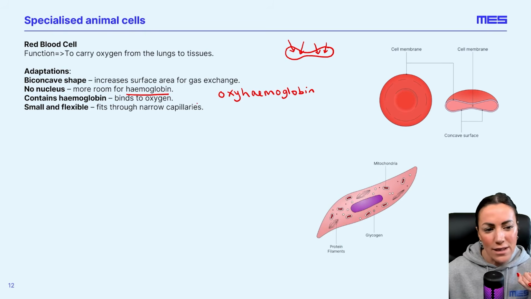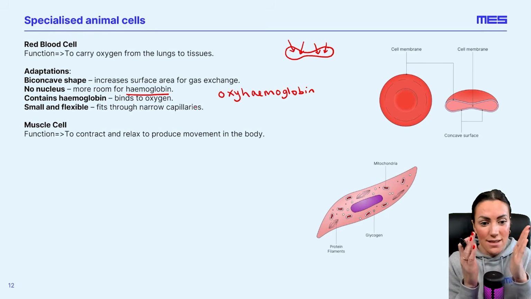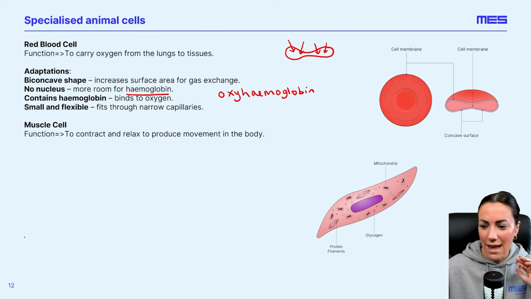The final animal cell we're going to look at is this one here, which is a muscle cell, also known as a muscle fibre. Their function is to contract and relax. So they shorten and lengthen: contract, shorten, relax, lengthen. And that's to allow movement in the body.